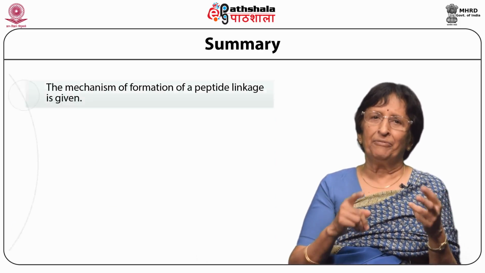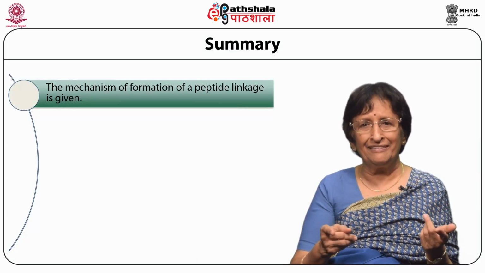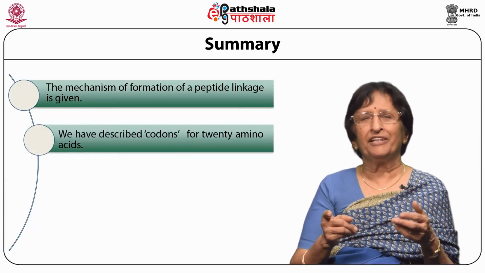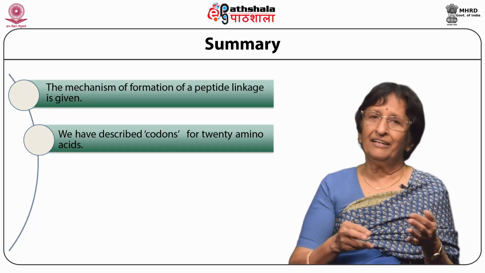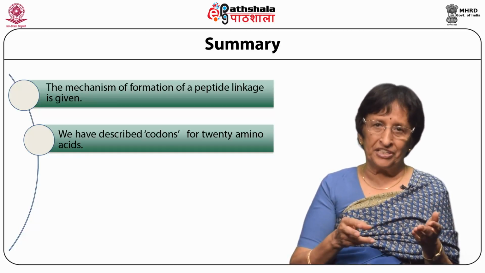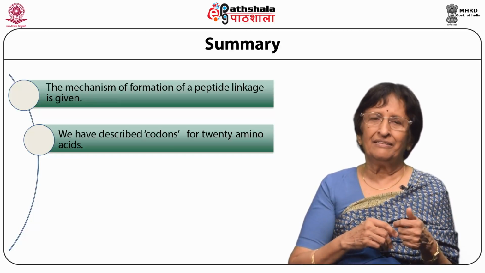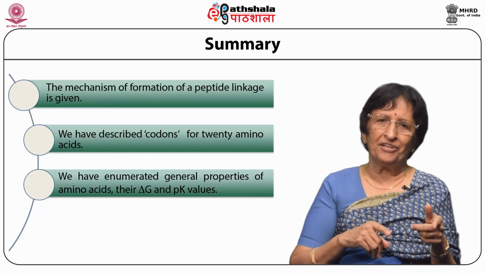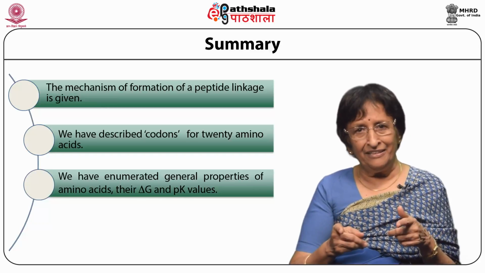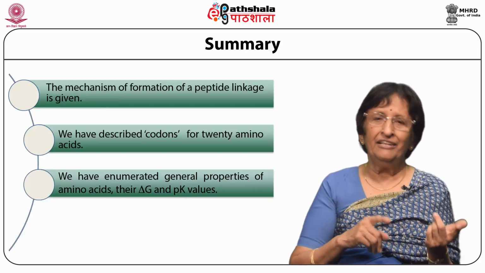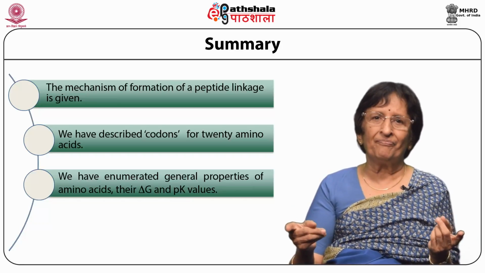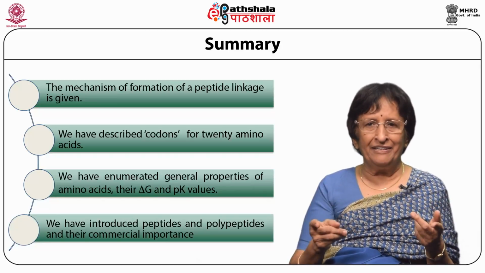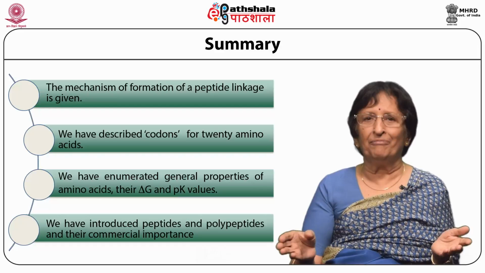We have also seen the mechanism of formation of a peptide linkage. We have described codons for 20 amino acids occurring naturally, and also codons for selenocysteine, which are normally not present. We have enumerated general properties of amino acids, their delta G and their pK, pK1, pK2 and pKr values. We have introduced you to the great field of peptides, polypeptides and their commercial importance.